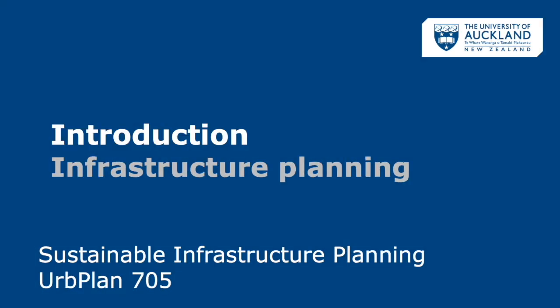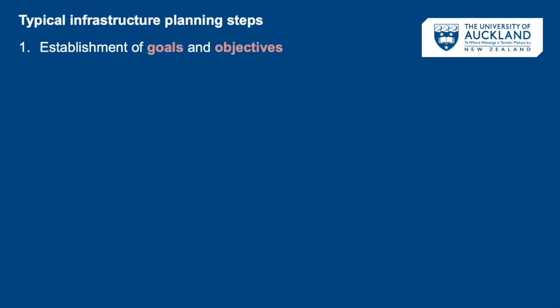Just like infrastructure, the planning of the infrastructure is a long and complex process, and it typically involves multiple steps. So let's go over a few of those important steps. One of the first steps in the infrastructure planning process is the establishment of goals and objectives. There are entire classes that focus on goal setting and developing objectives.